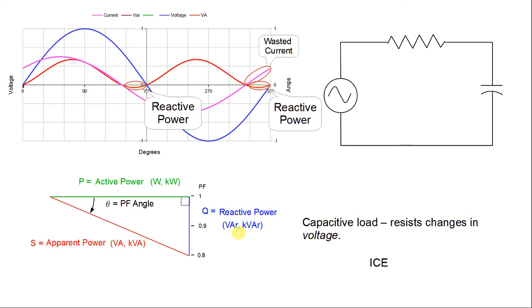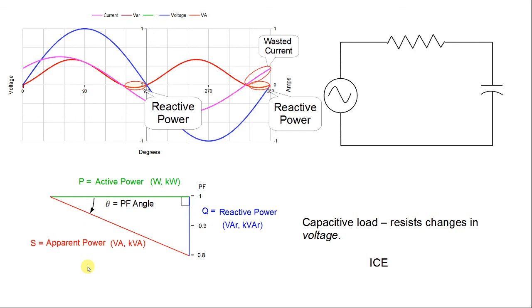A capacitive shift is in the opposite direction from an inductive shift. I still have my active power, my apparent power, and my reactive power, and they are still within the same units, and I can calculate a power factor by taking the ratio of my active power over my apparent power.